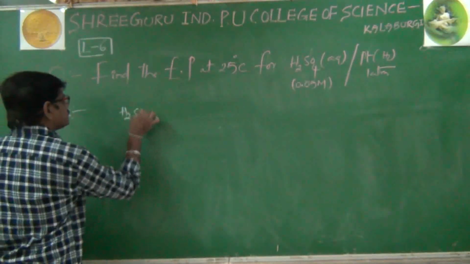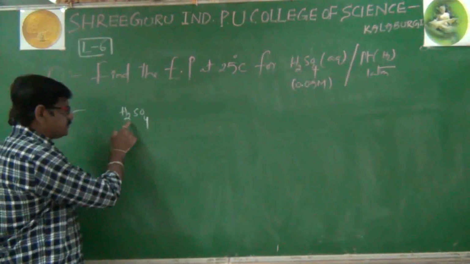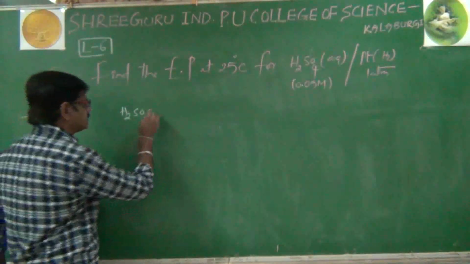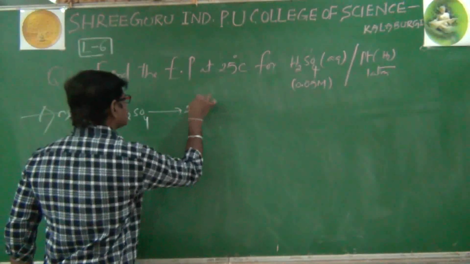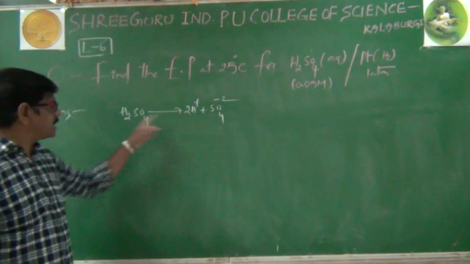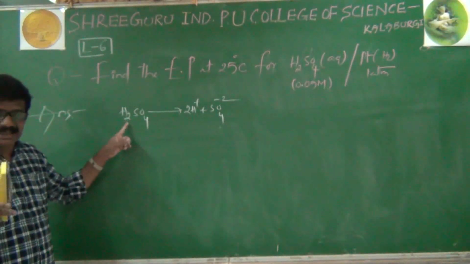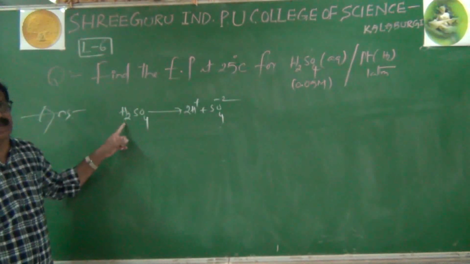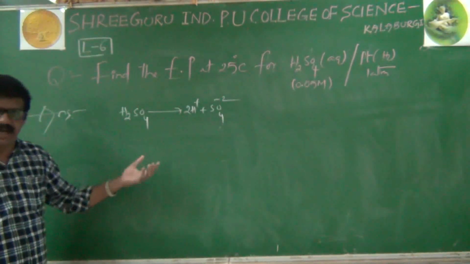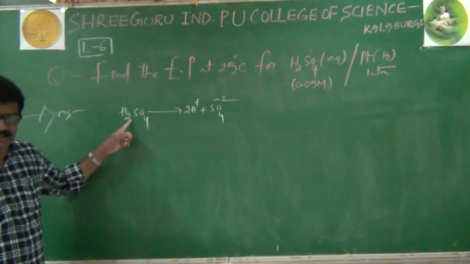H2SO4 oblique H2. First H2SO4 will split like this. It is giving 2H plus and SO4 minus 2. Why are we splitting H2SO4? Because H2SO4 is a diprotic acid. We can say it is a dibasic acid. It has 2 protons in it.